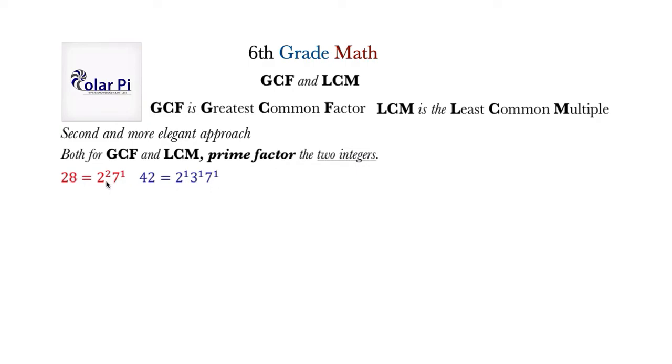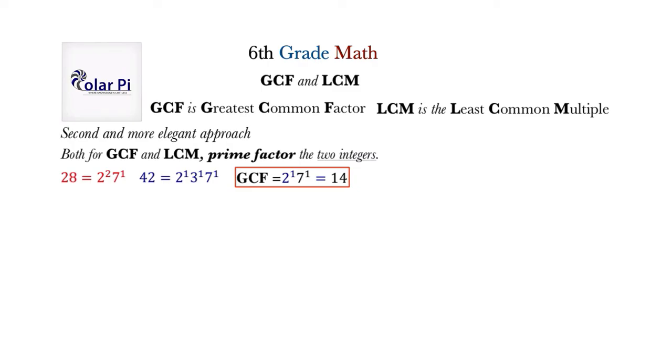Notice that 28 does not have 3 as a prime factor. So for GCF, we don't consider that 3, or any prime factors that are not in common. But then what we do is we take the smallest amount of prime factors. In other words, for 28, there are 2 2's, but for 42, there's only 1 2. So we take only 1 2, and then there's an equal amount of 7, so we take that 7 and we multiply to find the GCF. So the GCF in this case is 2 to the first times 7 to the first, which is 14.